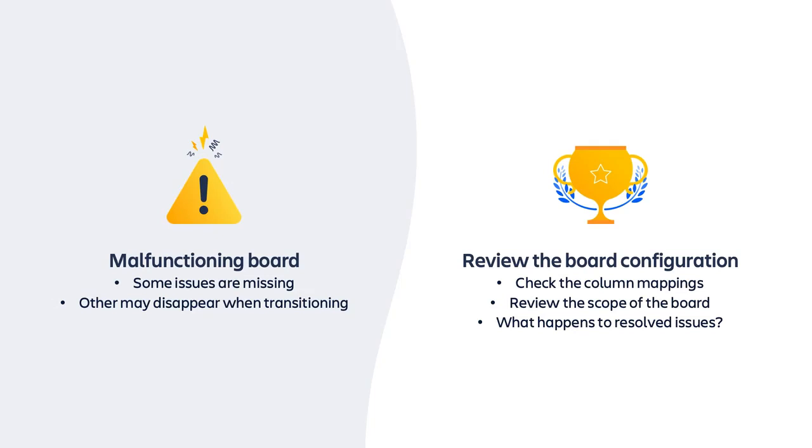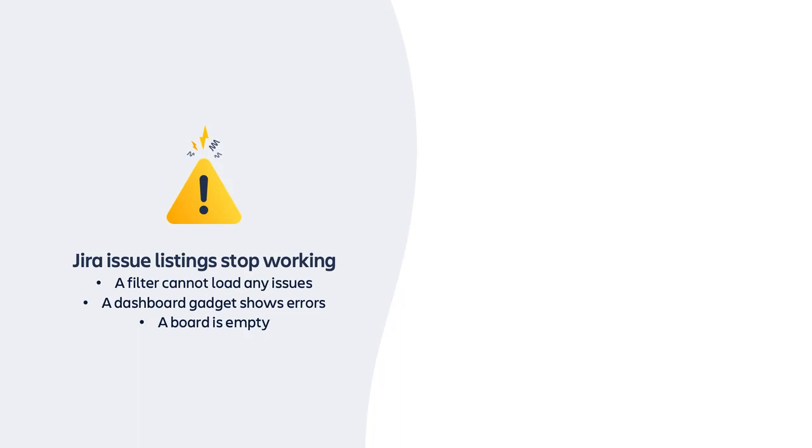The third option is that resolved issues disappear from the board after some time. This is a default setting in Kanban boards. You can see if this is the reason for the error by reviewing the Hide Completed Issues older than option in the board's configuration. Another reason might be that the Set Resolution option is not set in the board's column settings. The last issue can affect filters, dashboards, and boards.